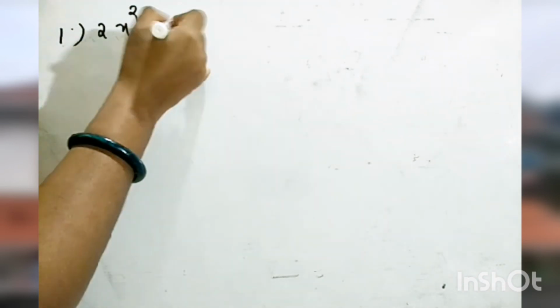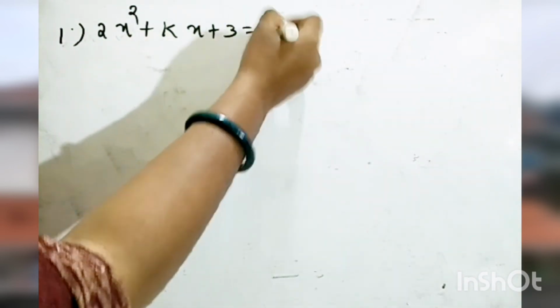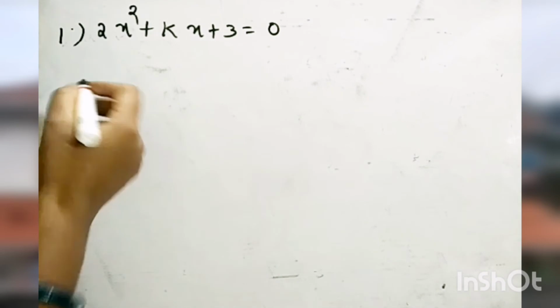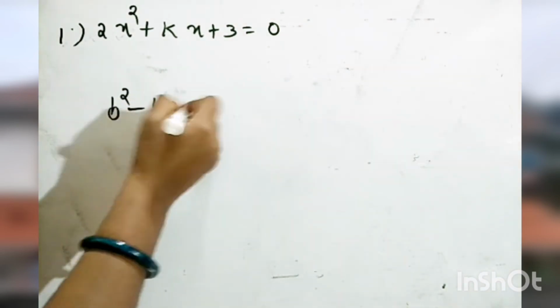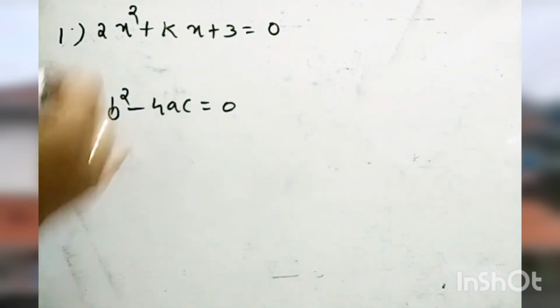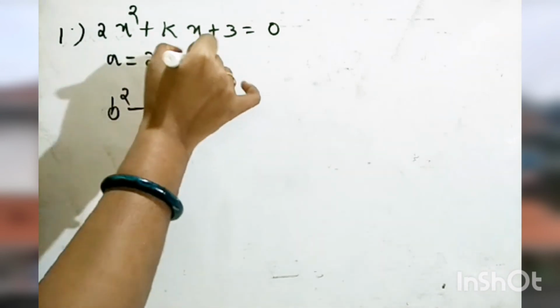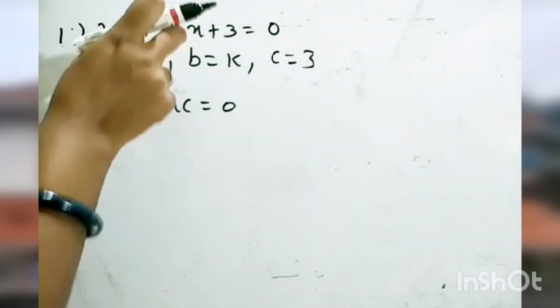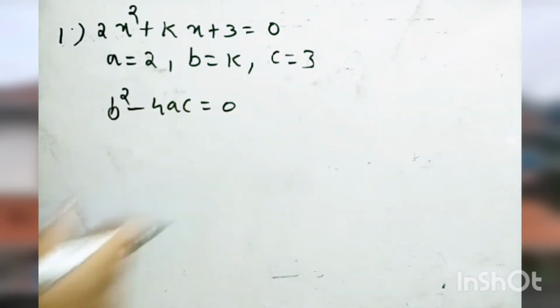The first quadratic equation is 2x square plus kx plus 3 equal to 0. It is given that this quadratic equation has two equal real roots, which means b square minus 4ac is equal to 0, the discriminant equals 0. By using this information, we are going to find the value of k. So a is equal to 2, b is equal to k and c is equal to 3.